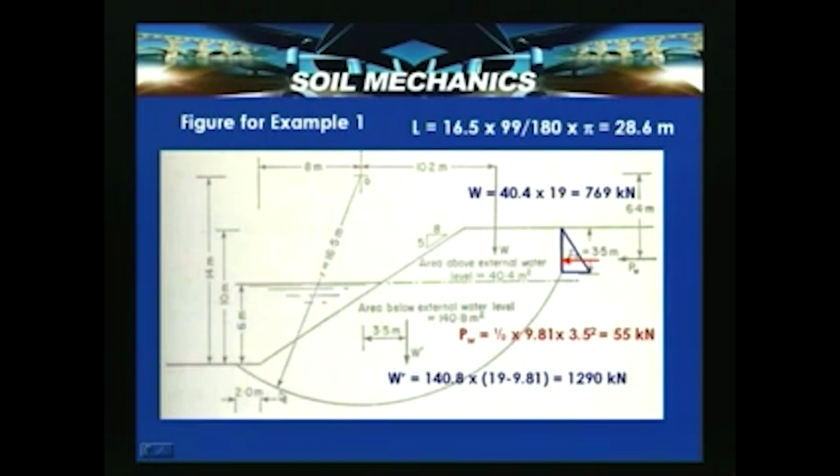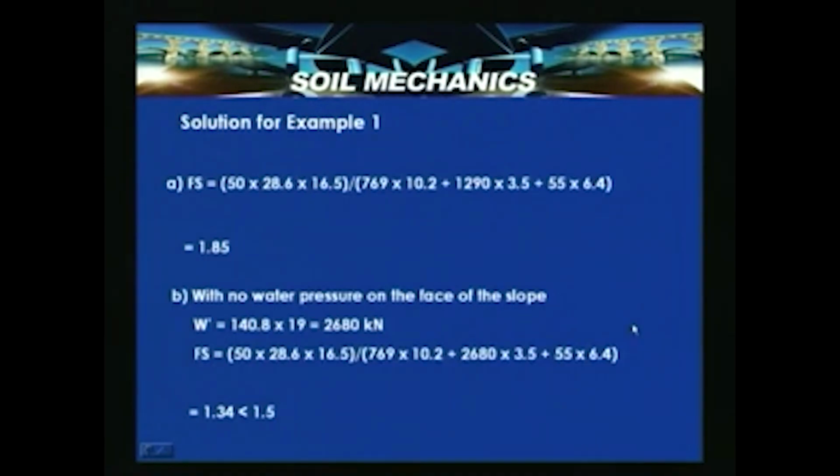R is 16.5 meters, and the remaining portion, which is W dash, is equal to 140.8 meter square, the area below the external water level, into the submerged unit weight, which yields 1290 kilonewton per meter width of the section, as shown in this figure. Then PW is the pressure due to water filled in the tension crack, that is 55 kilonewton per meter. Now, solving example 1, the factor of safety is the resting moment divided by the driving moment. The moments are calculated, which yields a factor of safety of 1.85.